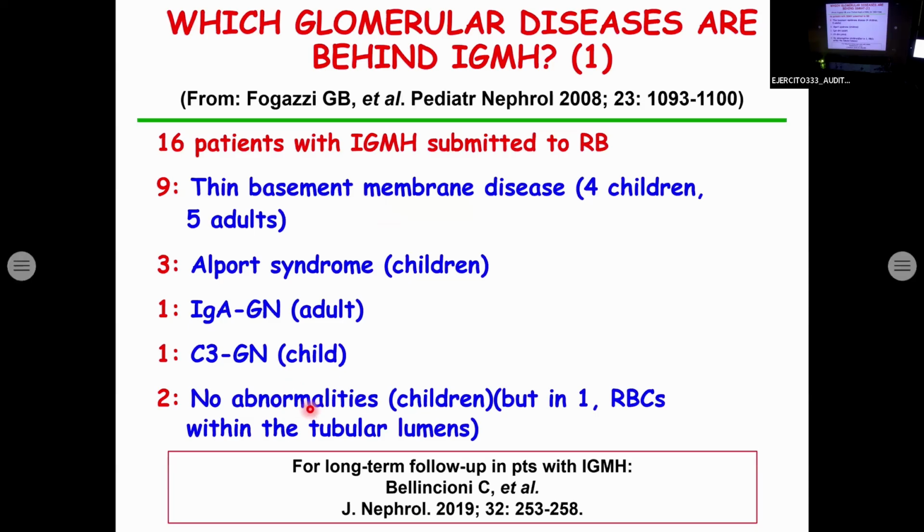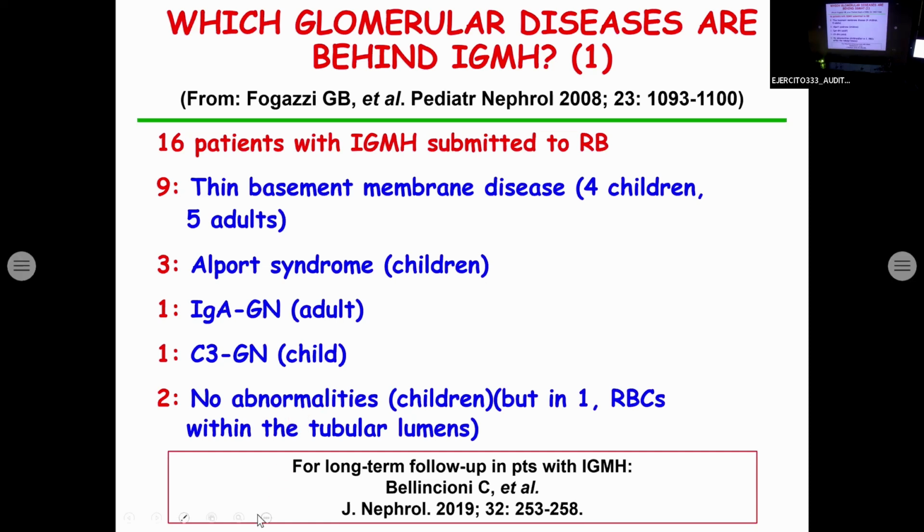We didn't find glomerular abnormalities in 2 patients, but in 1 red blood cells were present within the tubular lumen. In the other patient, a possible explanation is that the renal biopsy didn't pick up the area in which the glomeruli were touched by the disease.